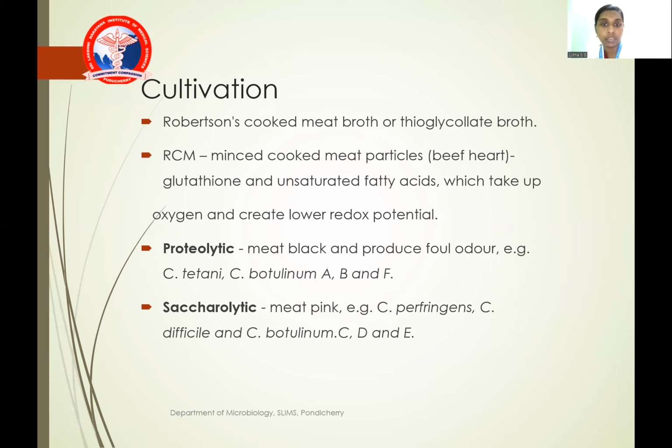So in this media, if there is growth, it will appear as a turbidity, and there will be changes in the meat particles. If the organism is a proteolytic organism, the meat will turn black and there will be a foul odor. Examples are Clostridium tetani, Clostridium botulinum A, B, and F serotypes. Okay, and if the organism is a saccharolytic organism, it will turn the meat pink. Examples are Clostridium perfringens, Clostridium difficile, and Clostridium botulinum serotypes C, D, and E.